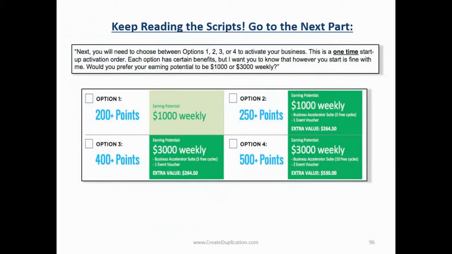Next, you will need to choose between options 1, 2, 3, or 4 to activate your business. This is a one-time startup activation order. Each option has certain benefits, but I want you to know that however you start is fine with me. Would you prefer your earning potential to be $1,000 or $3,000 weekly? They're going to tell you what they can do. And go with whatever they say.